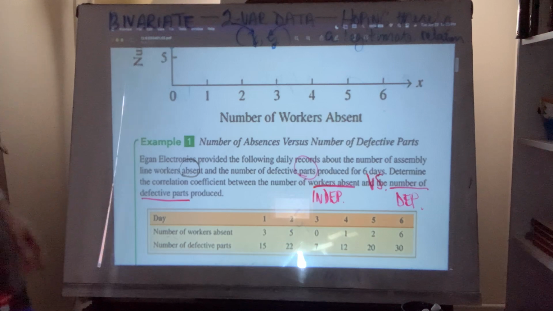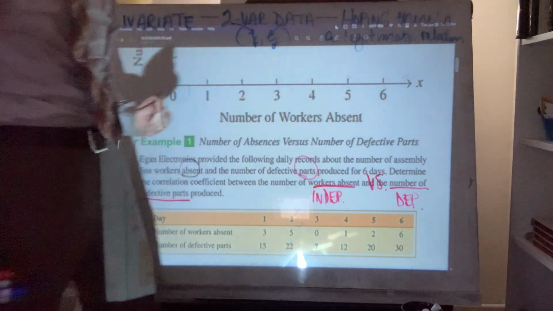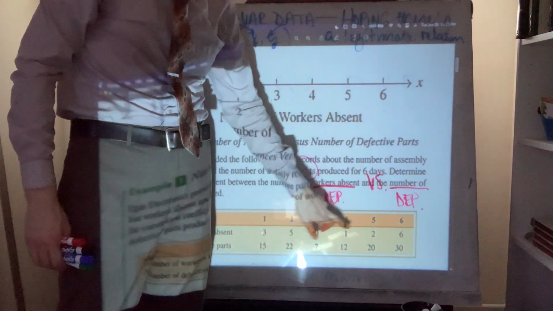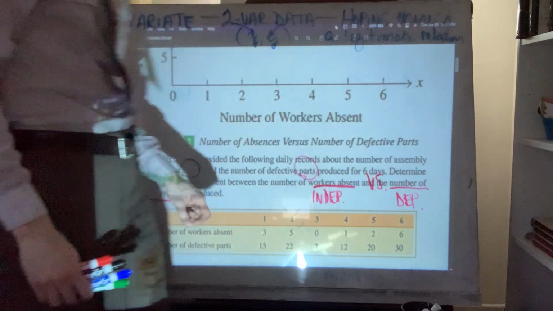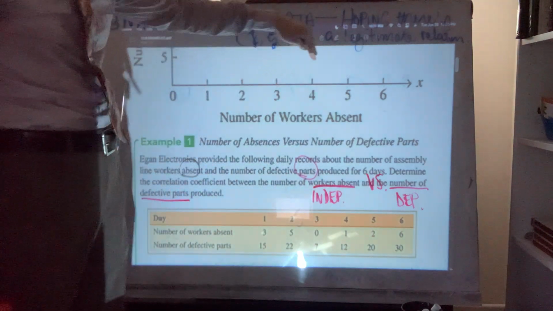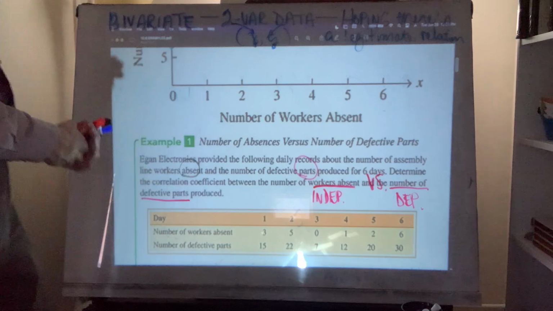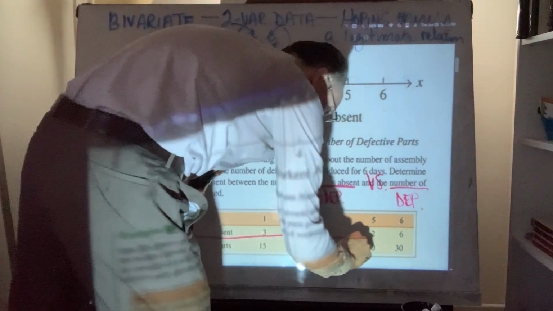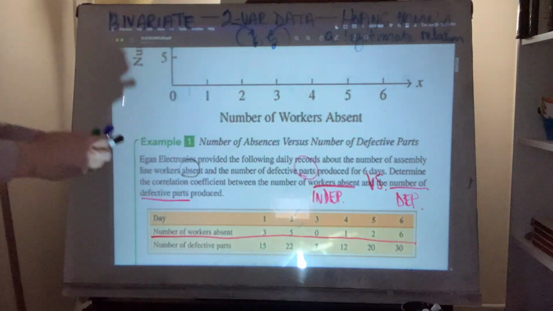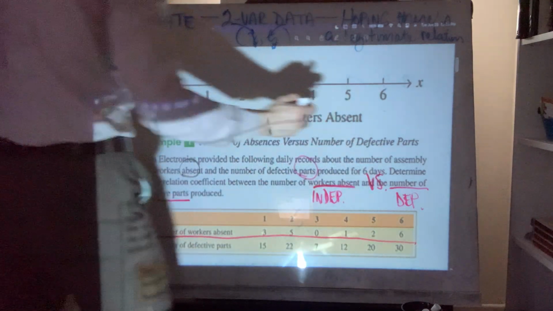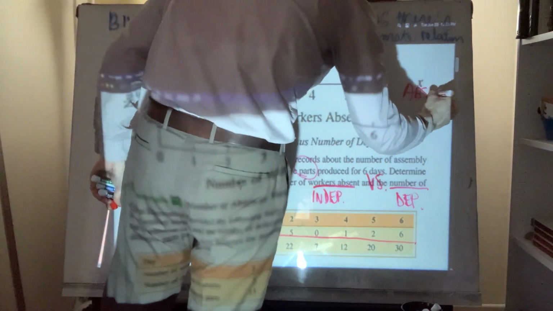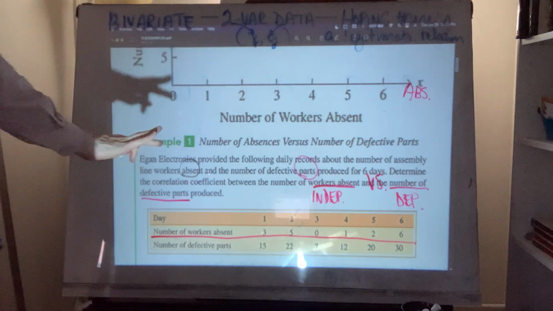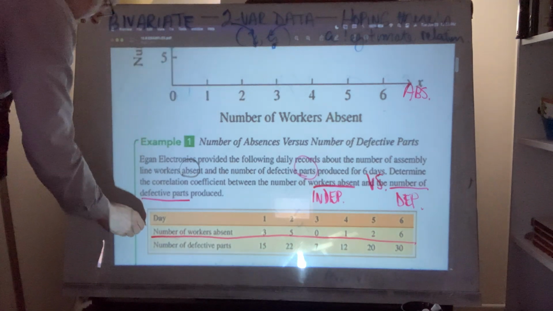It's unfortunate because there's a third row here which might mislead you, all right? Yes, the data was taken over the course of 6 days, but the increments that you see here are not the days. The increments that you see here are the number of absentee workers. So this is absentees: 6 absentees, 5, 4, 3, 2, 1, just put in numerical order. That's X basically.